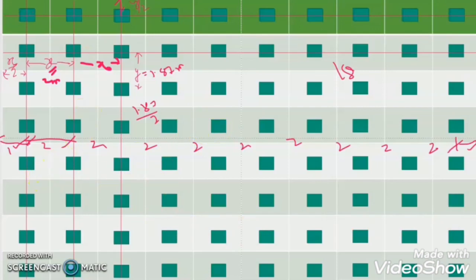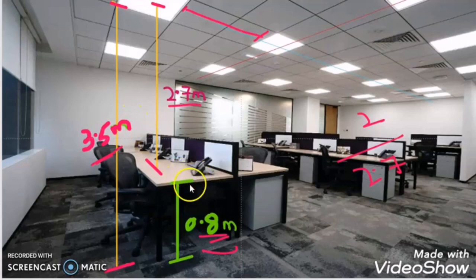The other thing we need to consider is that suppose the work top is 0.8 meter, where we are utilizing this light in the office area. And the clearance height from the floor to the false ceiling is 3.5 meter. So the clearance height from the work top to the light is equal to 2.7 meter. Clear? 3.5 minus 0.8 will be 2.7 meter.